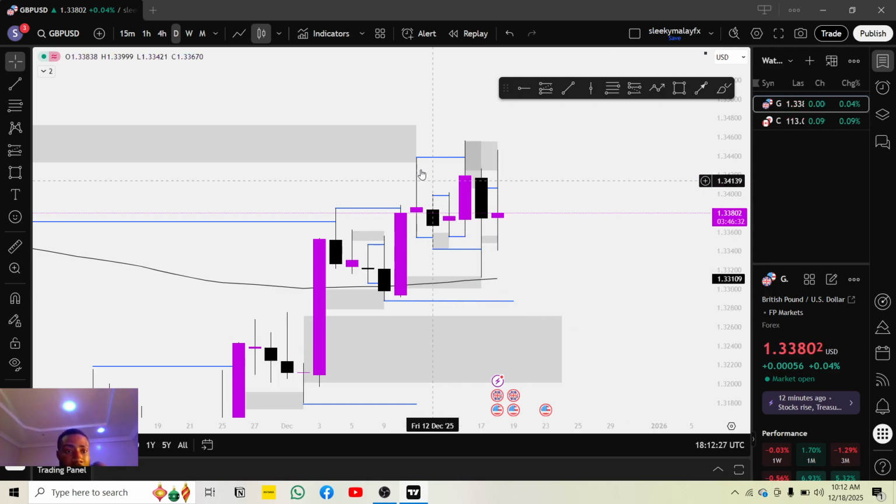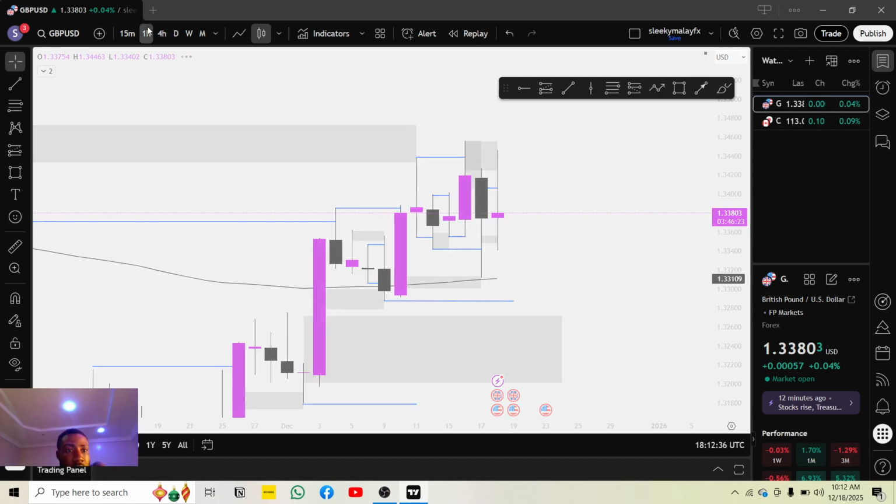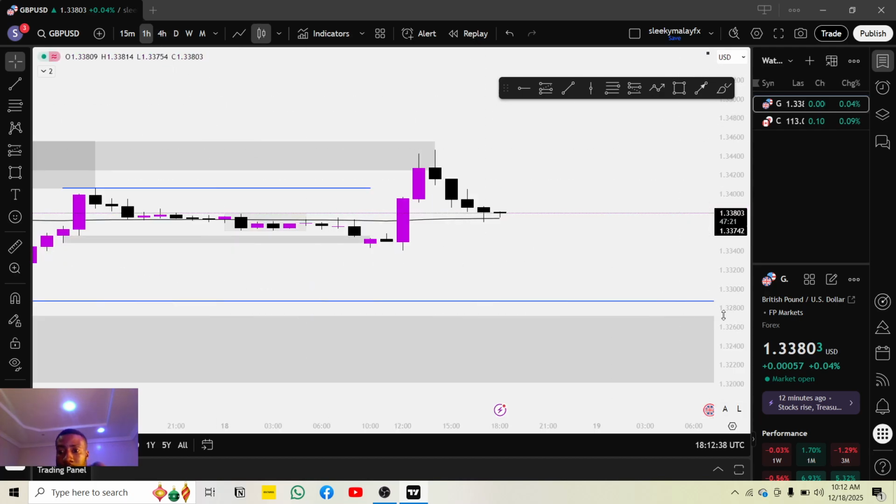So for me right now, I'm going to wait to see how this candle closes. You understand? Because I think it will tell more story when it closes. Back to the 1 hour.